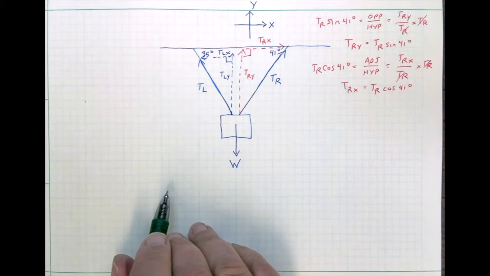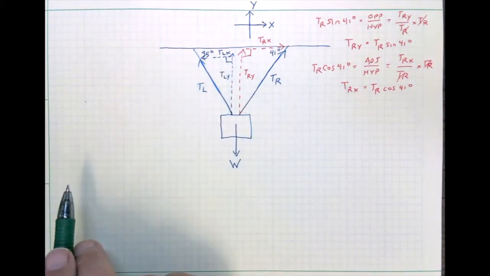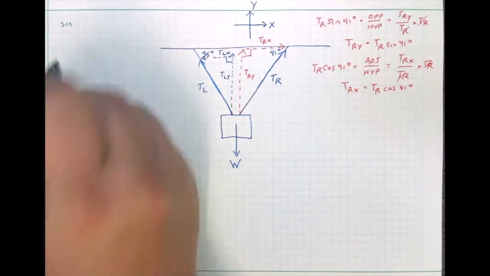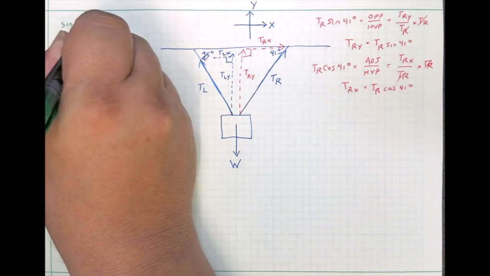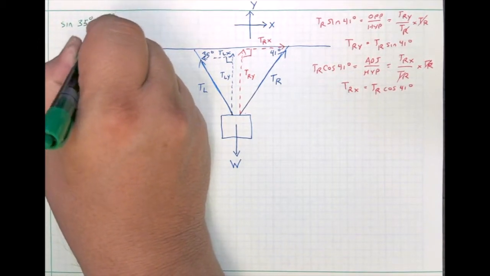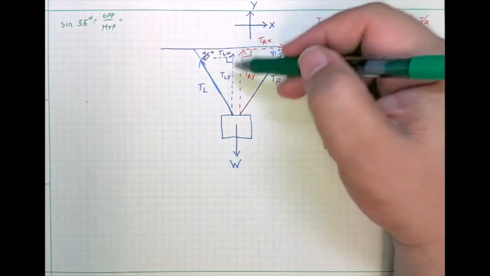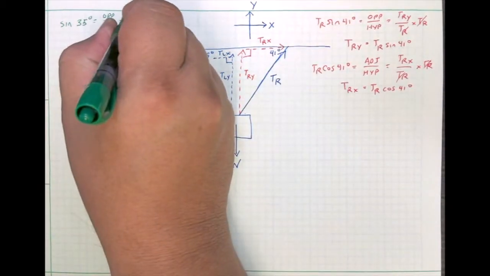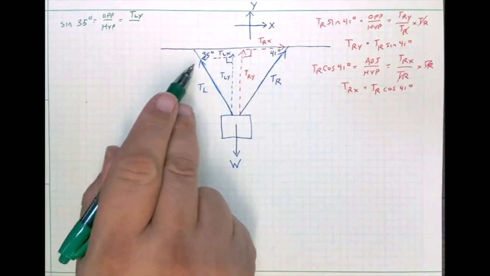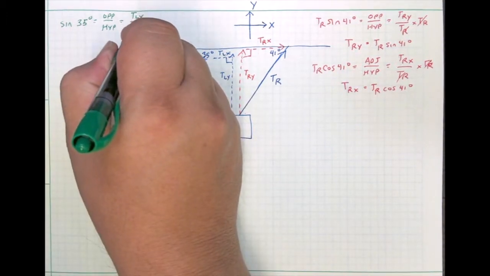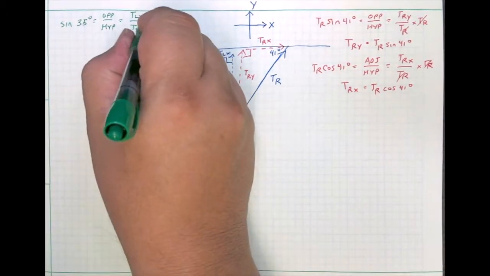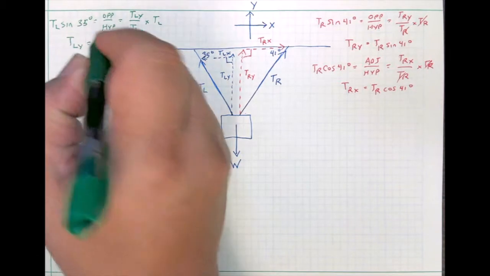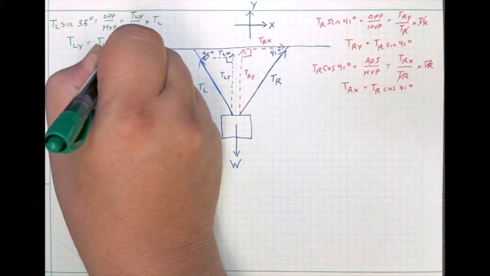We can construct similar equations for the left cable components, beginning with the sine function, except this time the angle is 35 degrees. Sine of 35 degrees is opposite over hypotenuse. Looking at the triangle, we see that the side opposite the 35-degree angle is TLY, and that the hypotenuse is TL itself. Multiplying both sides by TL eliminates the fraction and leaves us with this formula, TLY equals TL sine 35.